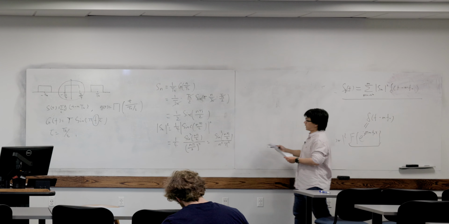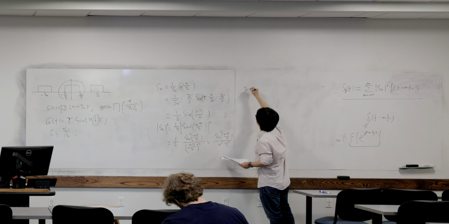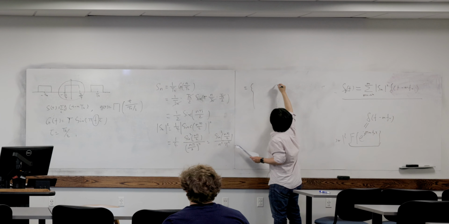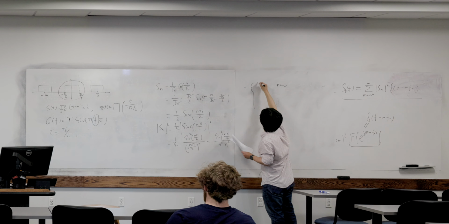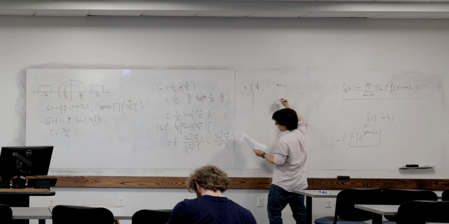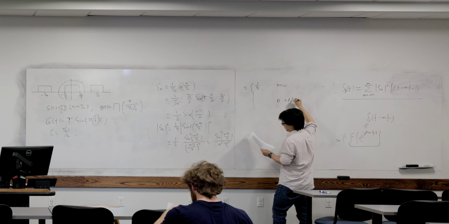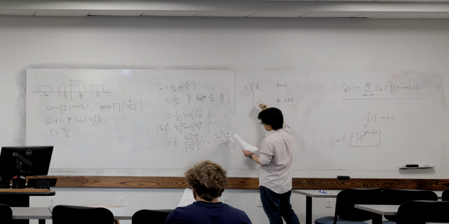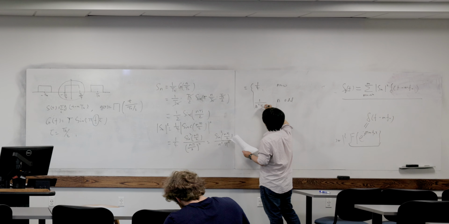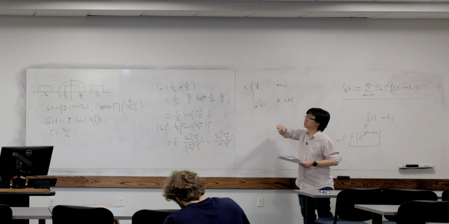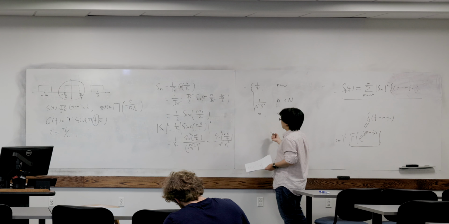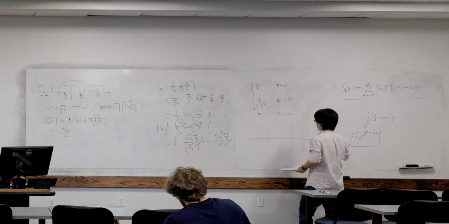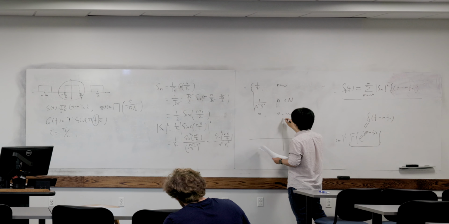Actually, we can write down this function pretty nicely. When n is 0, we can compute it using L'Hopital's rule, and that is 1 over 4. When n is odd, it is 1 over n squared pi squared. Otherwise, it will be 0. Okay, if I want to draw it, it will look like this.